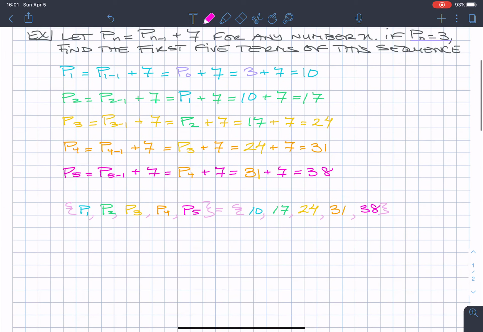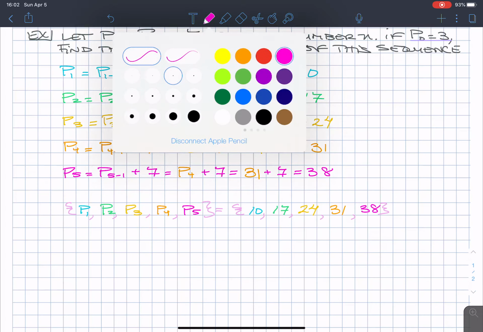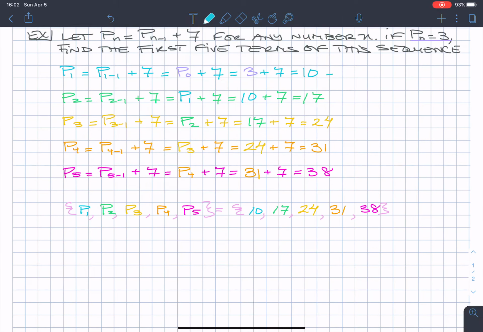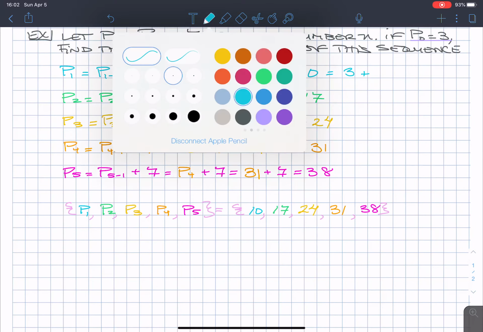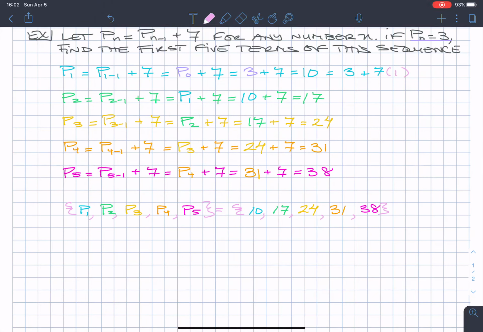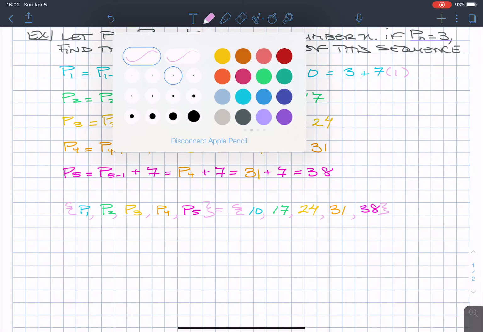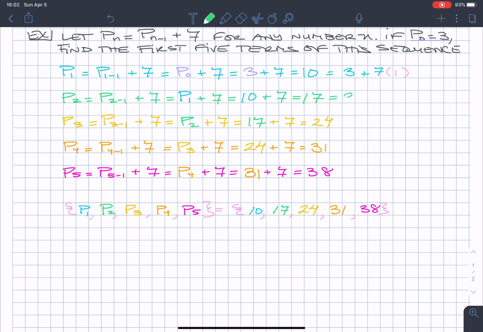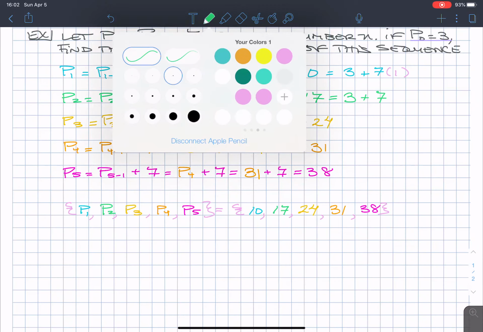But let's note something. I claim that I can rewrite this as follows. Do you agree that this is 3 more than 1 times 7? So what I'm going to do, actually, let me write 7 times 1. Okay, 10 is 3 plus 7 times 1. What about 17? Can 17 be written as 3 plus 7 times? Well, 3 from 17 is 14, and I know 14 is 7 times 2.